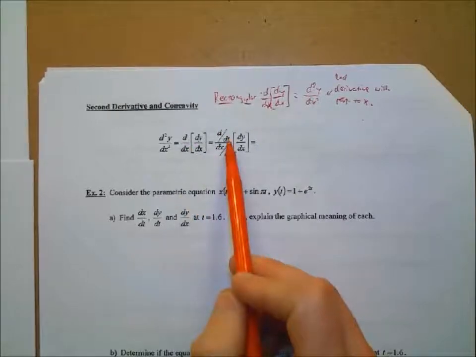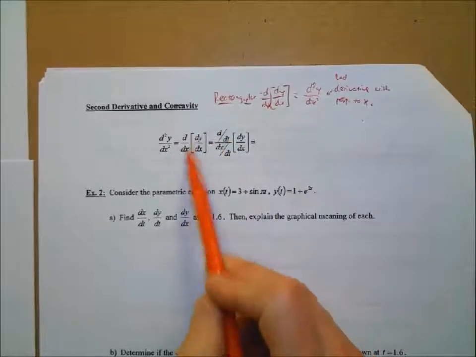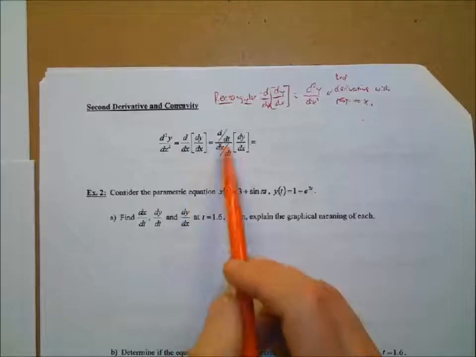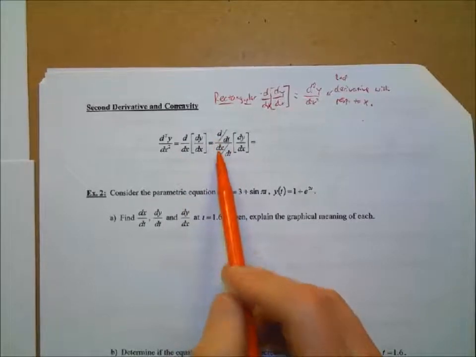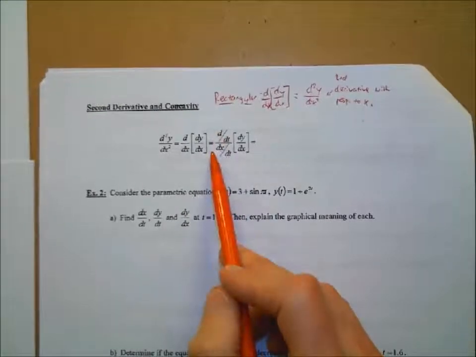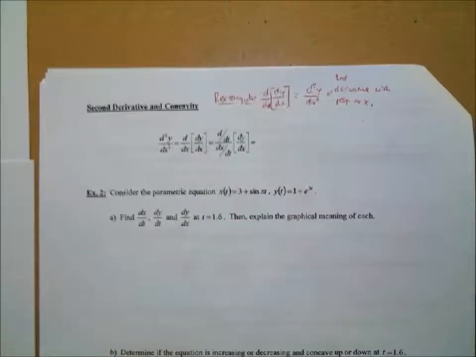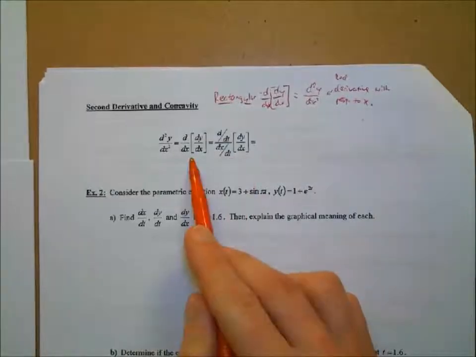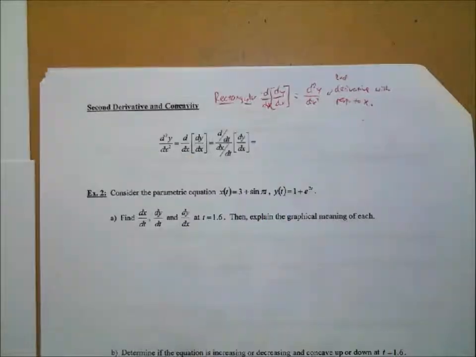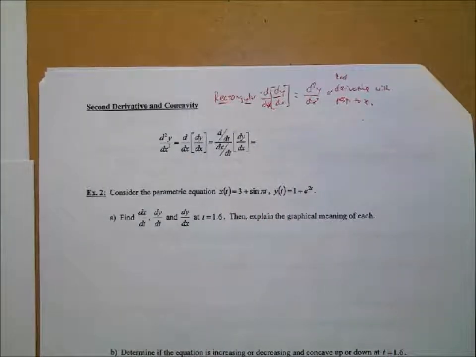D over dt over dx over dt would simplify back to this. You can imagine multiplying the top and bottom by dt, which is really multiplying by 1, and then the dt's would cancel. So we can go back from here to here if we wanted to. But again, we're trying to rewrite things with respect to t, so we've got that in terms of t.